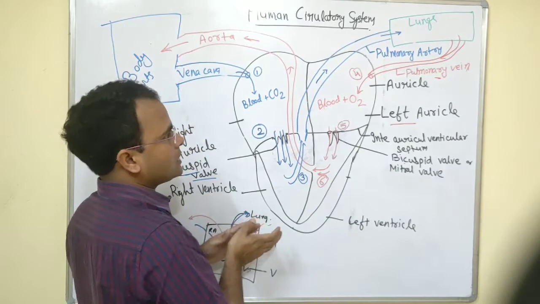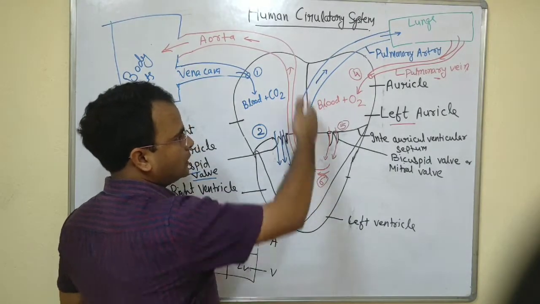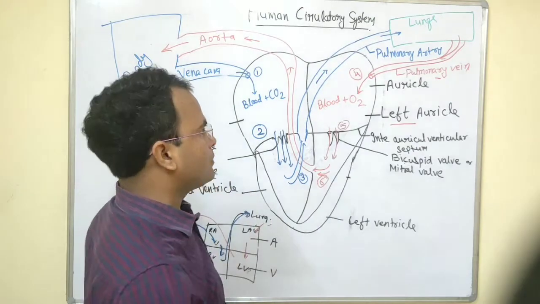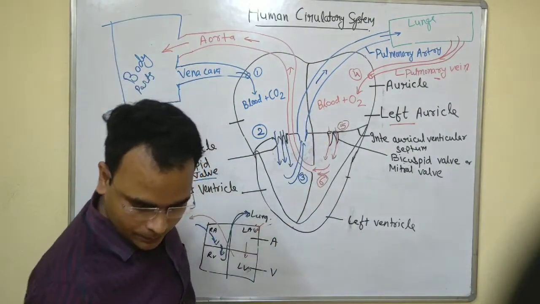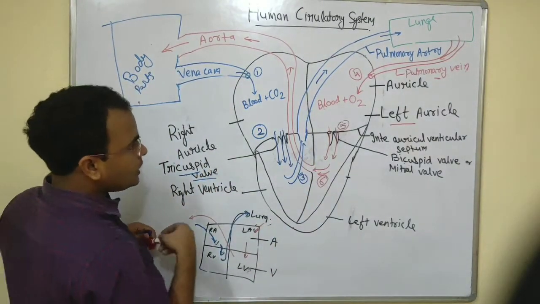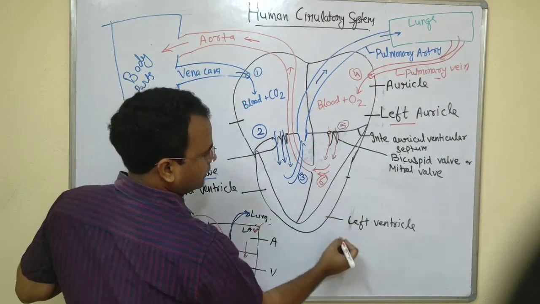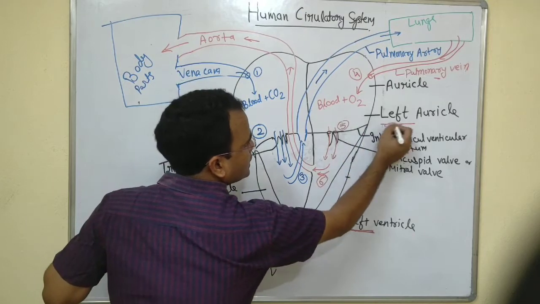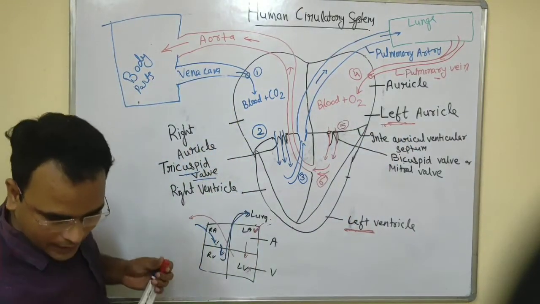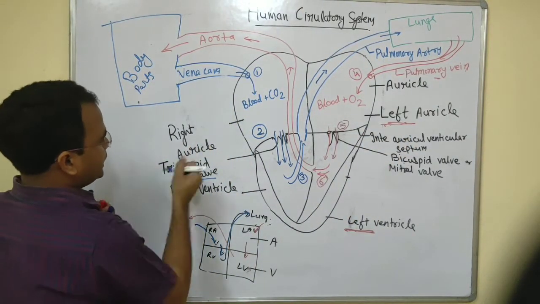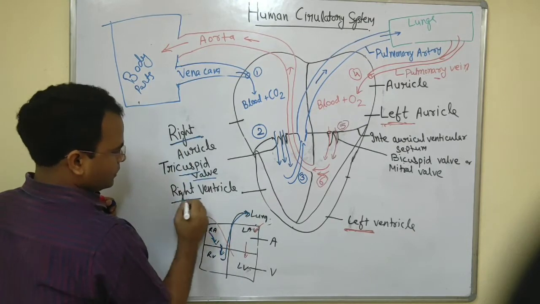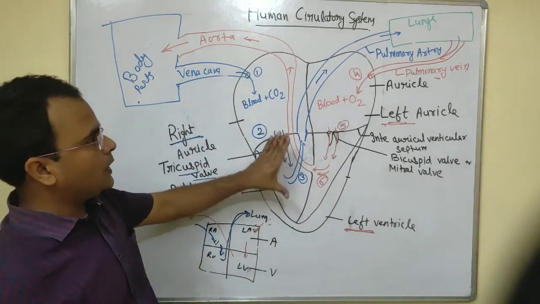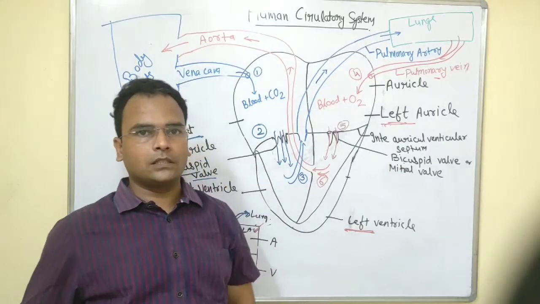Now the next question we are asking: in which part of the heart is the pure blood and in which part is the impure blood? You can notice that this entire left portion has the pure blood, and the right portion has the impure blood, right? Yes, the right portion has impure blood. So this can also be answered.